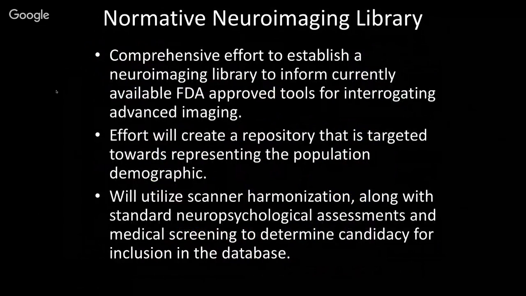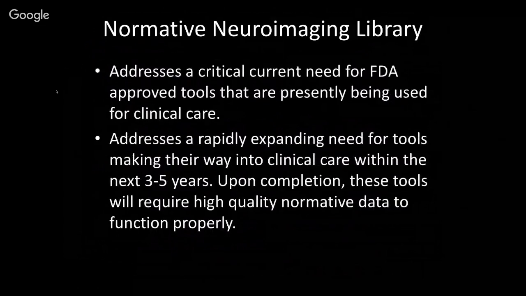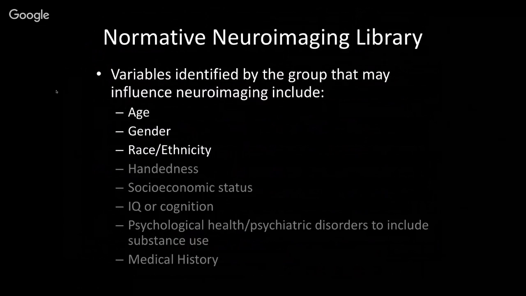Now, this normative neuroimaging library is a comprehensive effort designed not only to inform currently available FDA tools, but also to create a repository that's targeted towards representing the population demographic. It's going to utilize scanner harmonization along with neuropsychological assessments and medical screening to determine inclusion in the database. And it really addresses a current critical need for FDA-approved tools while addressing a rapidly evolving need for tools that will make their way into clinical care within the next 3 to 5 years.